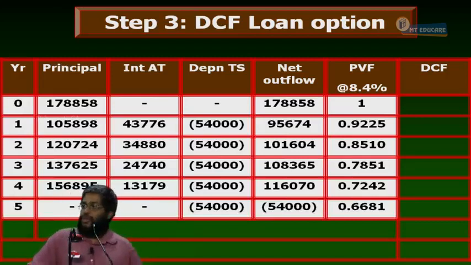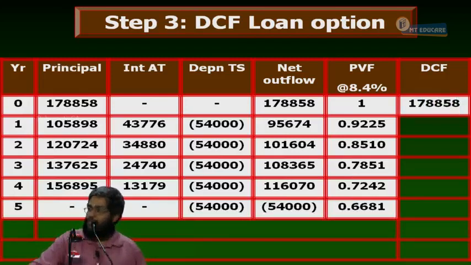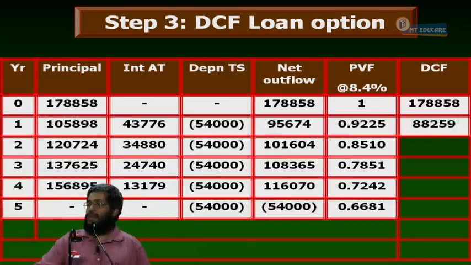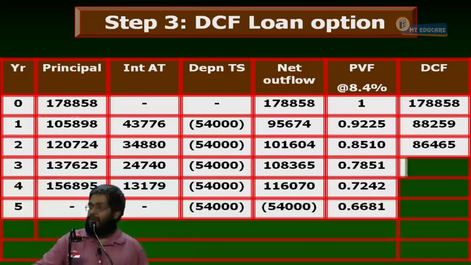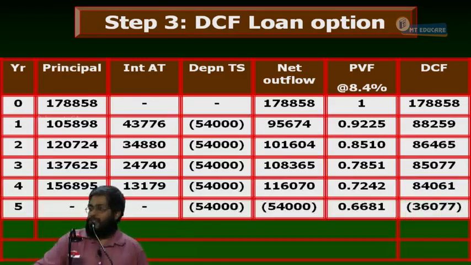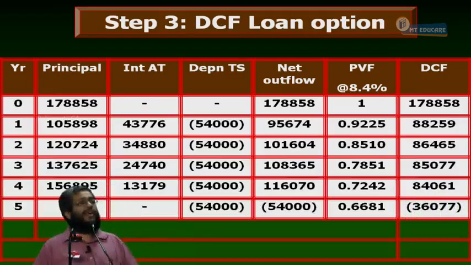Now, discounted cash flow. 178,858 into 1 is 178,858. 95,674 into 0.9225 is 88,259. 101,604 into 0.8510 is 86,465. 108,365 into 0.7851 is 85,077. 116,070 into 0.7242 is 84,061. And the last year, minus 54,000 into 0.6681 is 36,077.